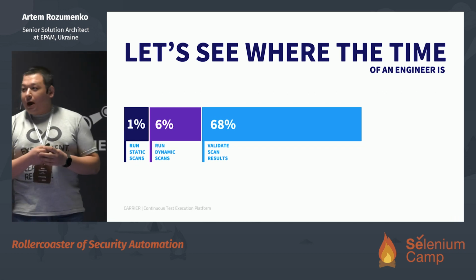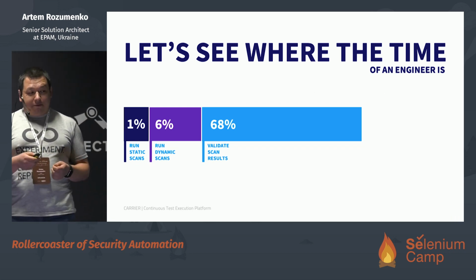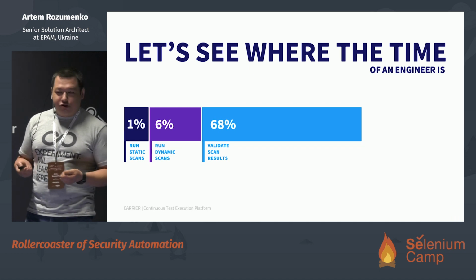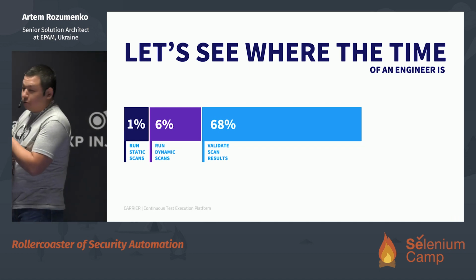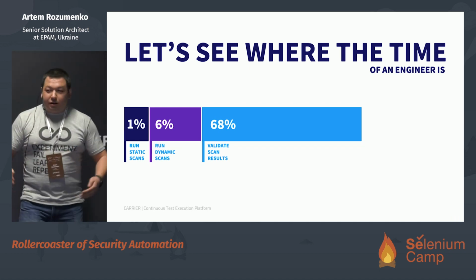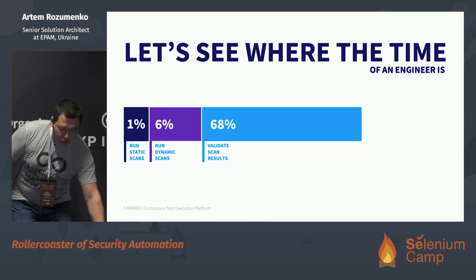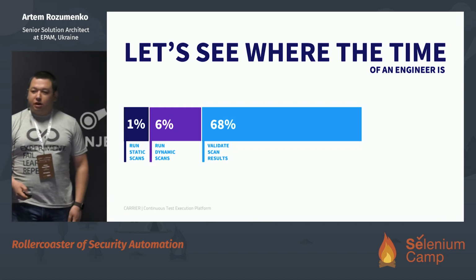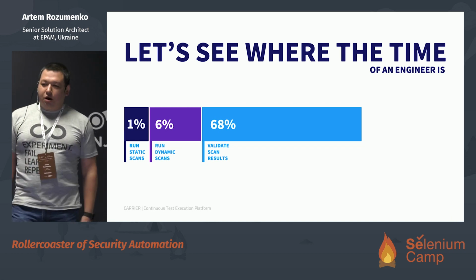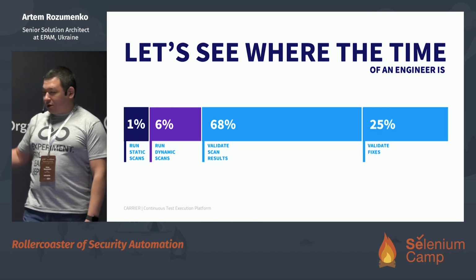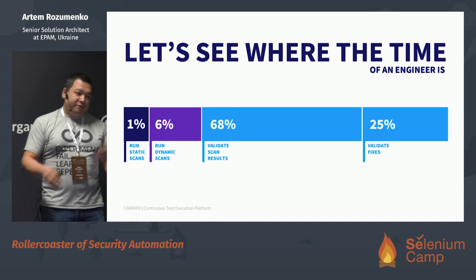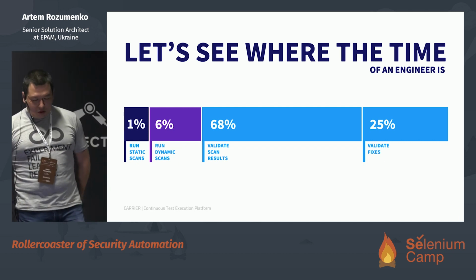68% of the time they are trying to validate whether a scan result is actually an issue or not. That's a boring thing. You get a huge list and try to identify whether each item is actually a bug. And the remaining 25% is validation of fixes. If a security issue is fixed, we need to validate it.